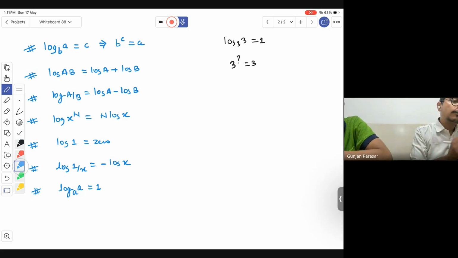Then after that, suppose if I have to change the base, how I remember that formula, I'll tell you. Suppose right now the base is B and I want to use a new base.